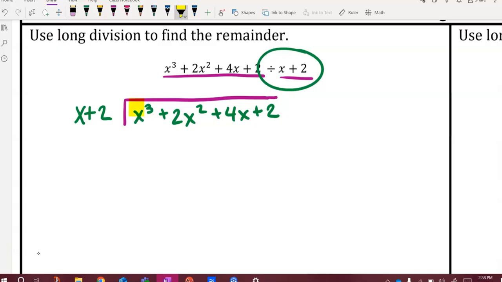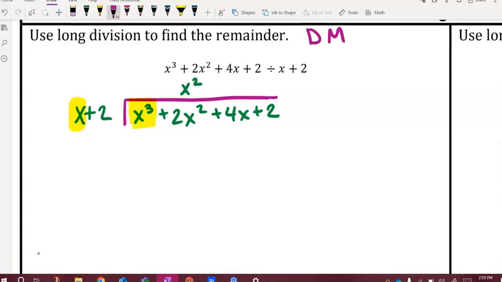Okay, so we're going to take this first number on the inside and the first term on the outside, and that's what's being divided. So here we have x cubed divided by x. That leaves us with x squared. Notice how I'm placing that x squared above the other x squared. Now we follow this acronym called DMSB, Daddy, Mommy, Sister, Brother. This is divide, multiply, subtract, and bring down. So first we divided. We said x cubed divided by x, we're left with x squared.